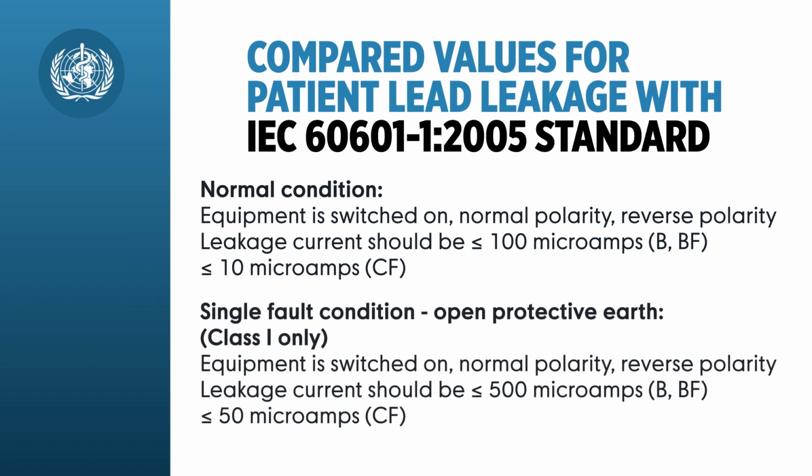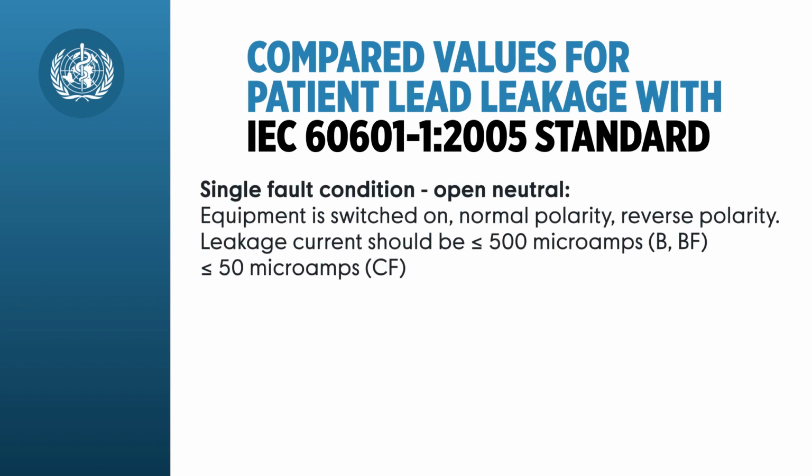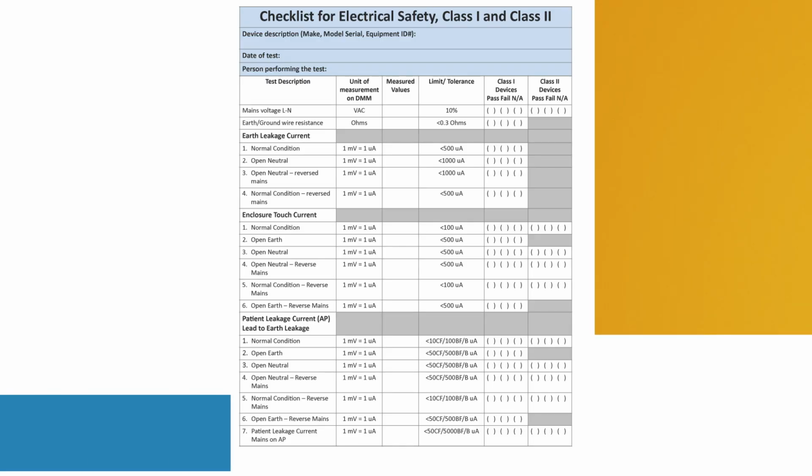Single fault condition, open protective earth, Class 1 only. Equipment is switched on. Normal polarity. Reverse polarity. Leakage current should be less than or equal to 500 microamps, BF, less than or equal to 50 microamps, CF. Single fault condition, open neutral. Normal polarity, reverse polarity. Leakage current should be less than or equal to 500 microamps, BF, less than or equal to 50 microamps, CF. This concludes your electrical safety test.